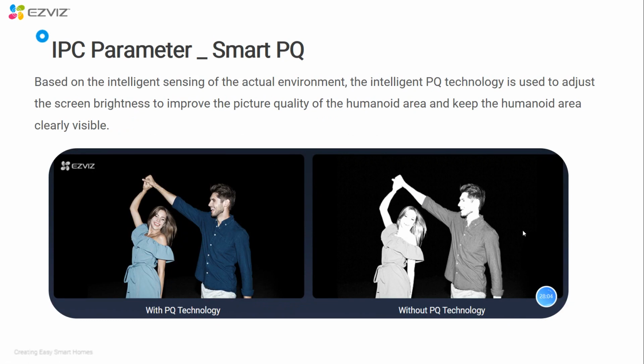The smart PQ is based on the intelligent sensing of the actual environment. The intelligent PQ technology is used to adjust the screen brightness to improve the picture quality of the humanoid area and keep the humanoid area clearly visible.